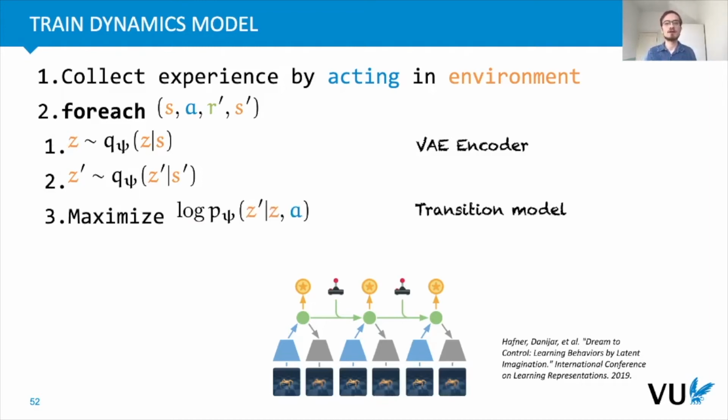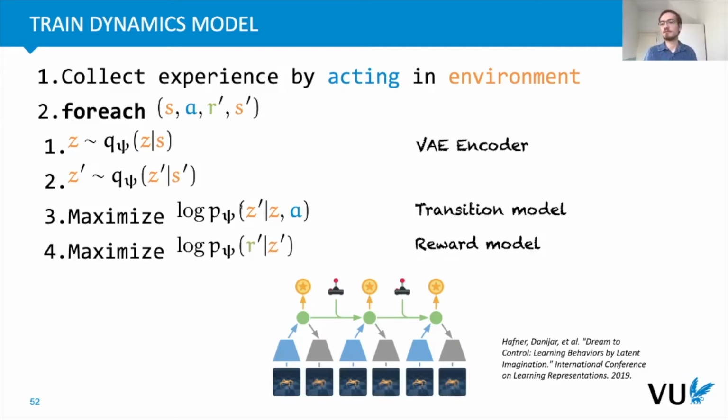We then train our transition model. The transition model should basically predict this next state representation from the current state representation. So from this state representation, we took an action and we got the next state representation. So what we do to train the transition model is to maximize the probability of this latent state transition. And similarly, from this latent state, the state representation in the next state, we should have retrieved this reward. So we can also train our reward model this way.